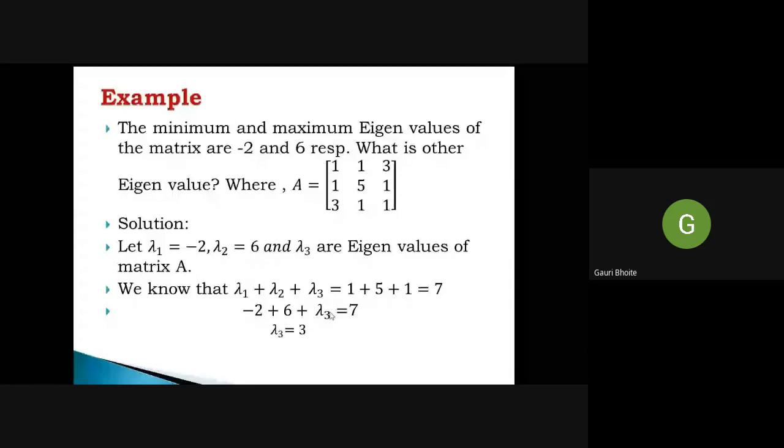So therefore, if I know two eigenvalues and I know the diagonal elements, we get the third eigenvalue of the matrix. So understand? Okay.